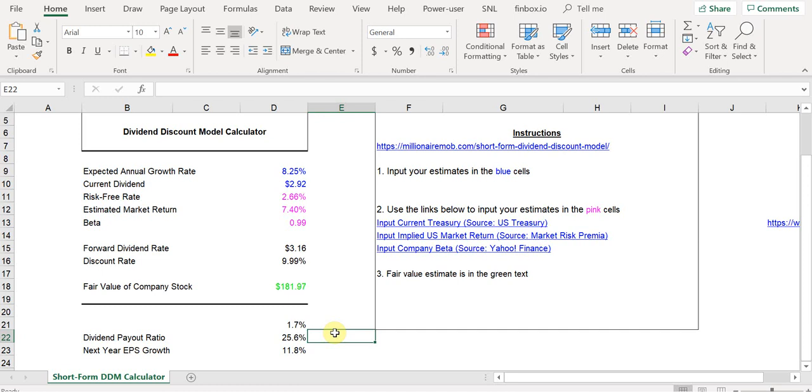For me, I prefer to have more of a weighting towards companies that have higher EPS growth but still do pay a dividend. I do like the fact that the payout ratio is around this percentage, but at the same time, I'd love to see that EPS growth even higher relative to the valuation of the company so far. So that's the short form dividend discount model Excel template in a nutshell.